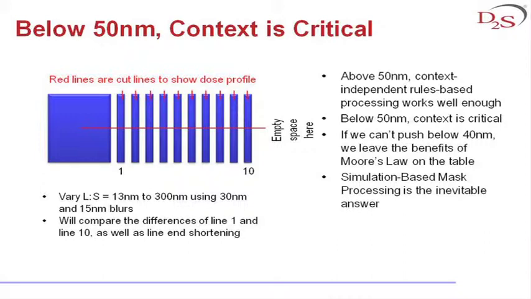So what we would like to demonstrate is how the lines on the left versus the lines on the right change as the line and space decrease from 300 nanometer down below 50 nanometer, where we can demonstrate that we have context dependence. That is, the left one turns out differently from the right one.